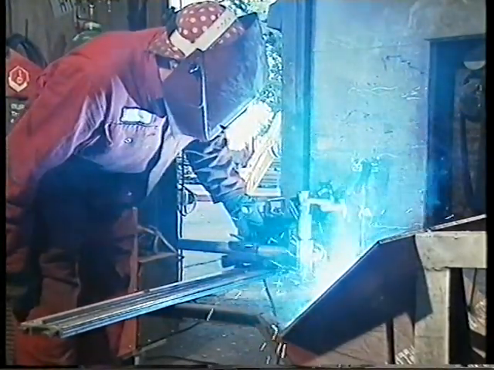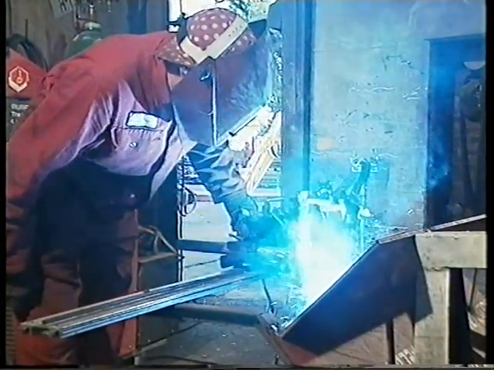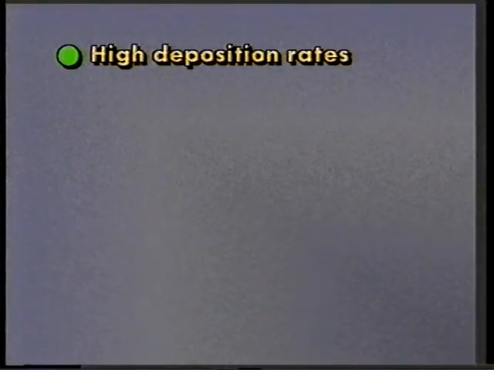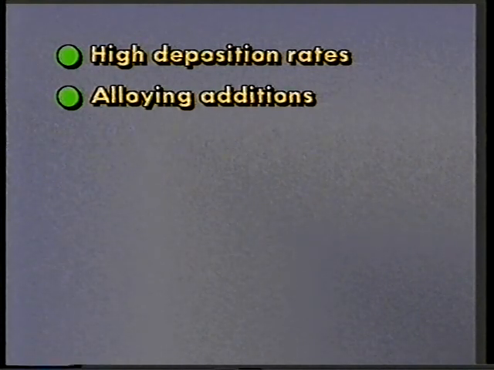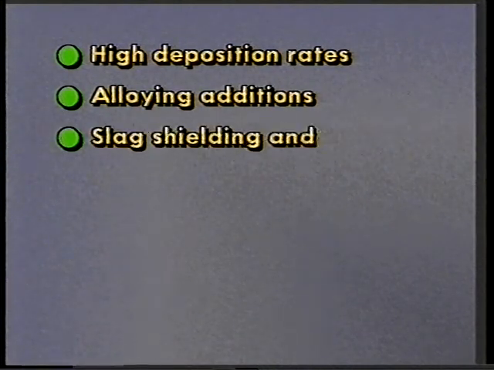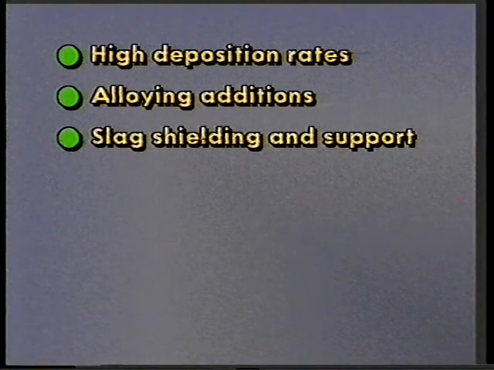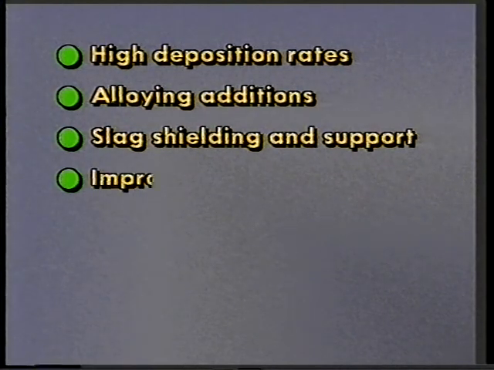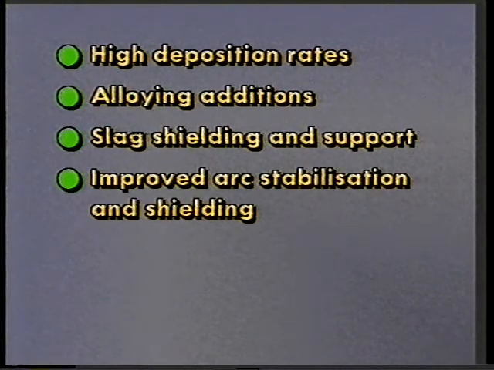But what are the benefits of their use, and what are they used for? Well, they offer the following advantages: slightly higher deposition rates compared to solid wire gas metal arc welding, and much more than manual metal arc welding. Alloying additions from the flux core, which affect the weld metal properties and operating characteristics, slag shielding and support, which can aid positional welding, and improved arc stabilization and shielding from the decomposition of the flux constituents.